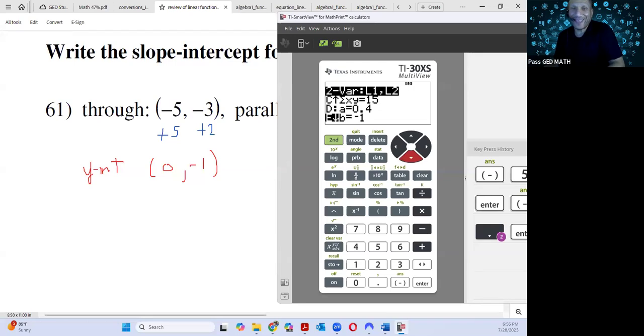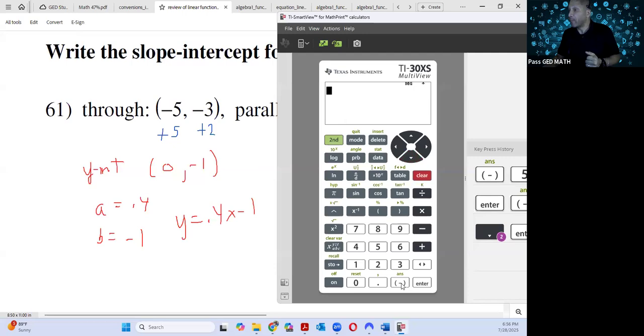A equals 0.4. My B equals -1. Y equals 0.4 x minus 1. Mr. Tinsley, hold on. It doesn't say 0.4, it's got a fraction there. If you don't know 0.4 is 2/5, don't worry, because you can always use the calculator. I hit my double arrows to change it to a fraction.